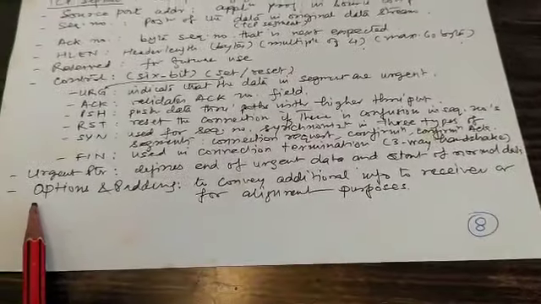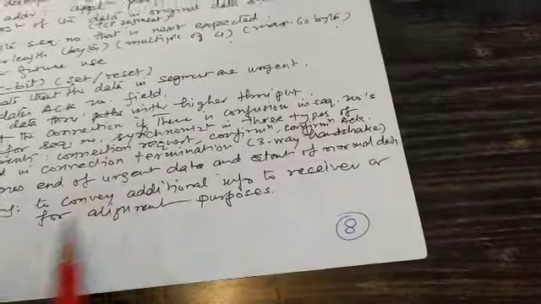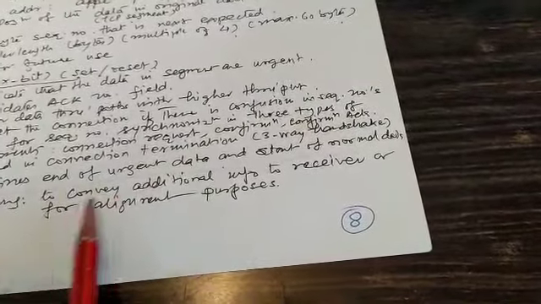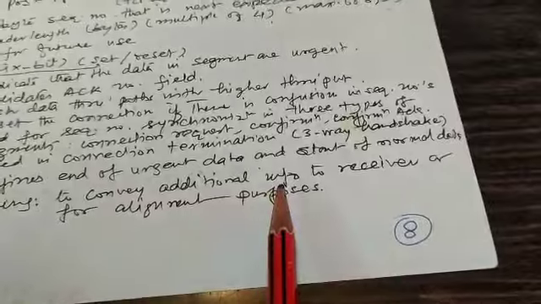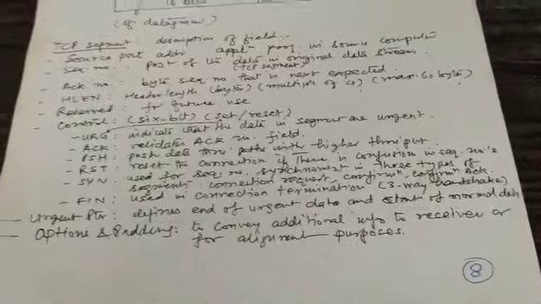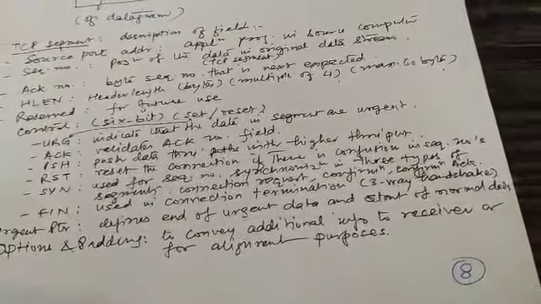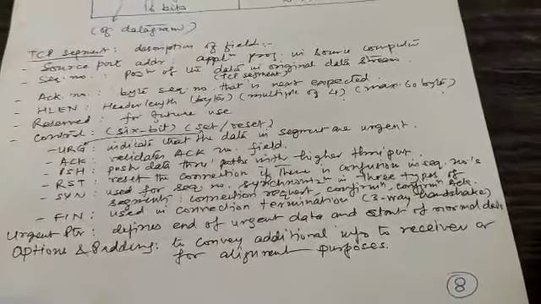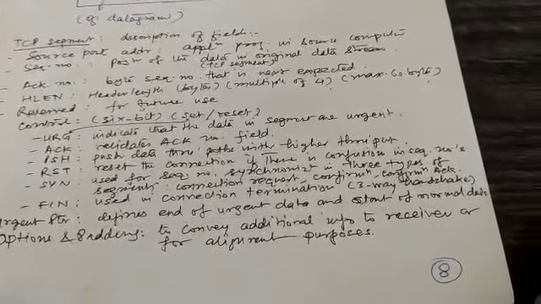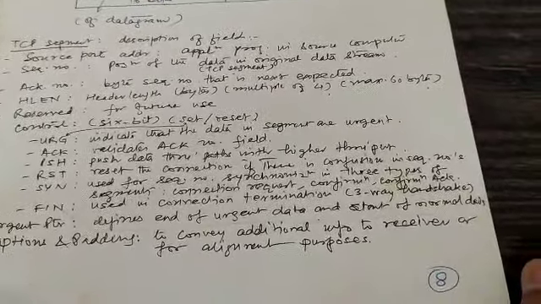The last field is the options and padding field. This is an optional field, basically to convey additional information to the receiver or for alignment purposes. So if required, this will be included. Right, so this has given us an idea about the typical format of the TCP segment.